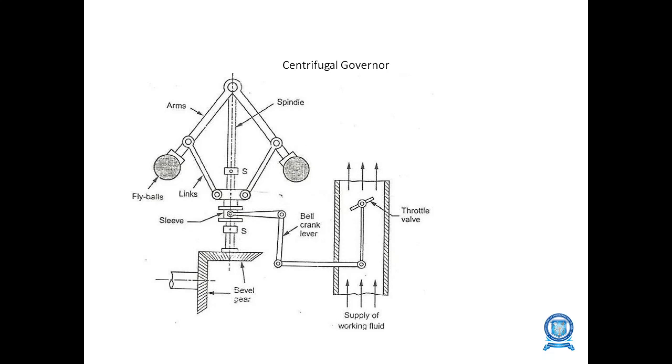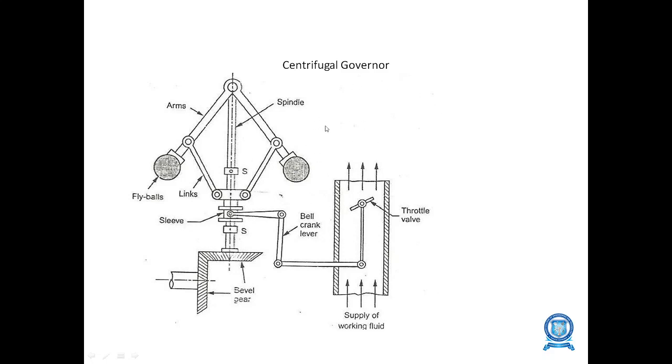So this is a centrifugal governor in which we have fly balls attached to two ends, and the spindle is connected to the shaft which rotates, and there is a sleeve which moves up and down, which is connected to a bell crank lever which opens and closes the throttle valve. The throttle valve controls the supply of working fluid. When the sleeve moves up, the valve closes, and when the sleeve moves down, the valve opens.